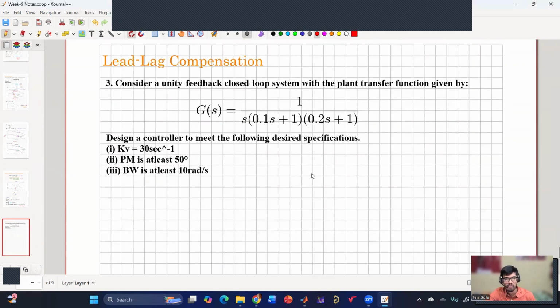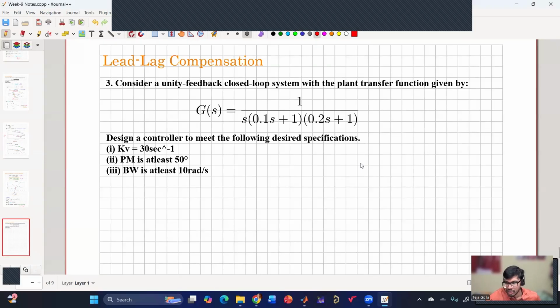So let us solve one problem. And this is the plant transfer function that I have given. G of s is 1 by s into (0.1 s plus 1) into (0.2 s plus 1). And then these are the desired specifications. Kv should be 30 per second. Phase margin should be at least 50 degrees. Bandwidth is at least 10 radians per second.